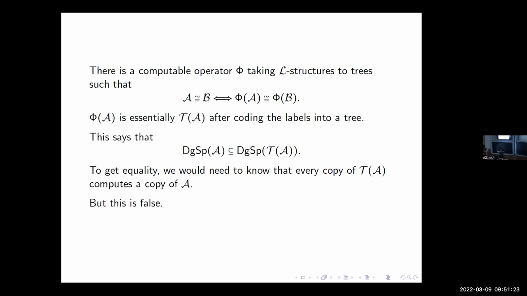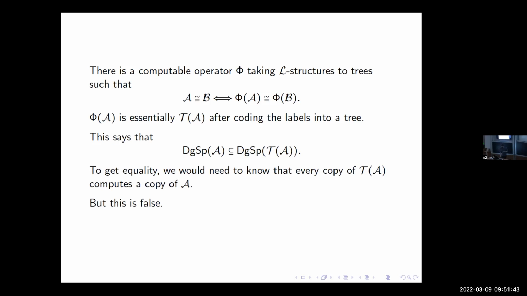So what does this say? This says that the degree spectrum of A is always contained, because it's a computable operator T, the degree spectrum of A is always contained in the degree spectrum of the tree of tuples. So if you wanted equality, what you should know is that every copy of the tree of tuples can recompute a copy of the structure. If you could do that, then the degree spectrum would be equal.